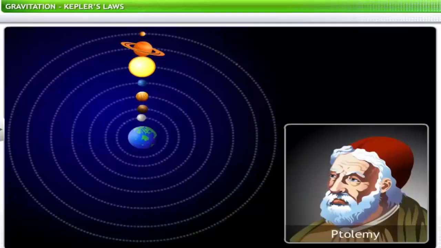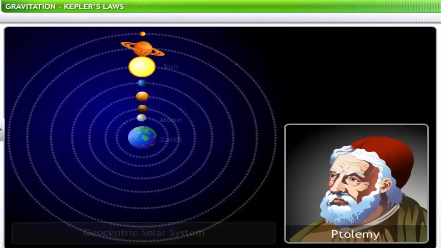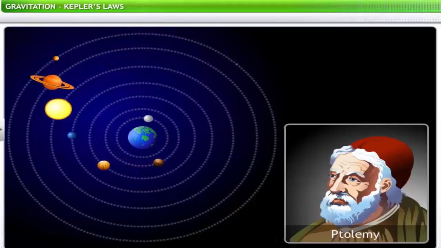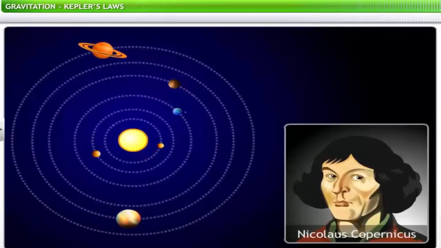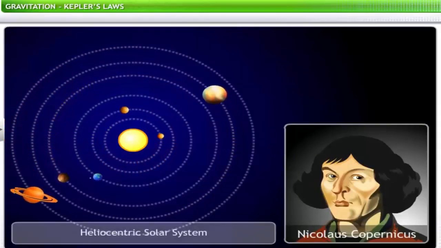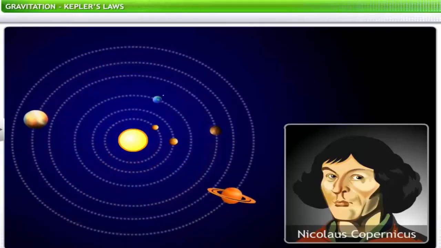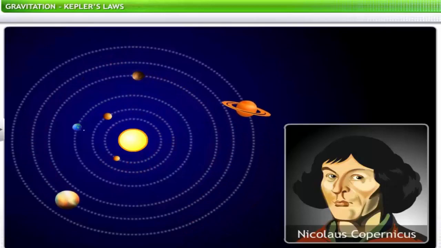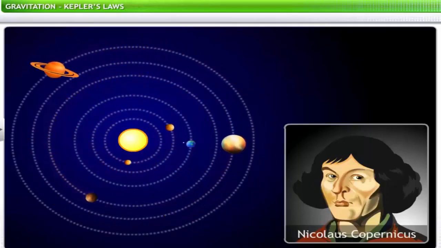Ptolemy showed the world a geocentric solar system, which was centered on the Earth, with the Moon, the Sun, and 5 planets revolving around the Earth in perfect circular orbits. Then came Nicolaus Copernicus, who presented a heliocentric solar system. This model showed the Sun at the center of the solar system, with planets revolving around the Sun in circular orbits.